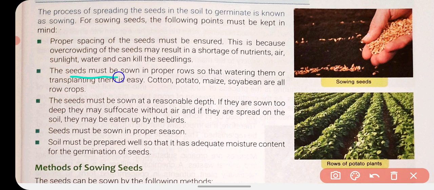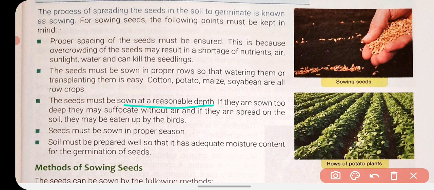Second, the seed must be sown in proper rows so that watering or transplanting is easy. Cotton, potato, maize, and soybean are all row crops. We must sow the crops in proper rows so that it will be easy to water and transplant the seedling. Now the seed must be sown at a reasonable depth.